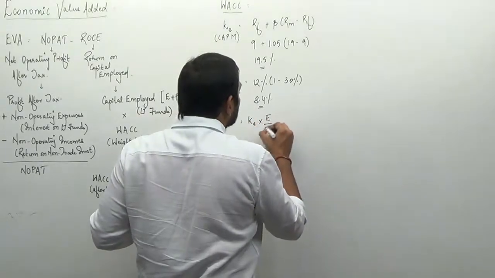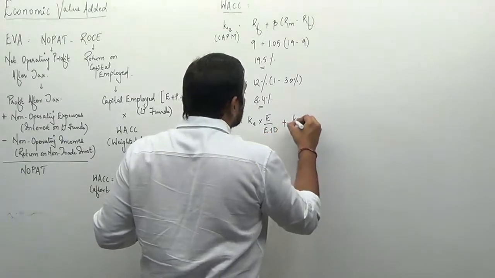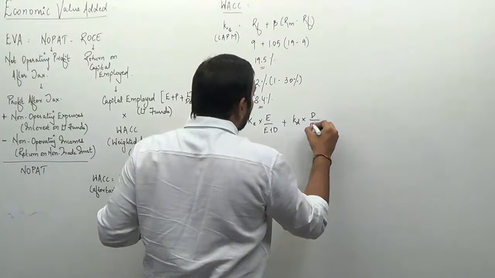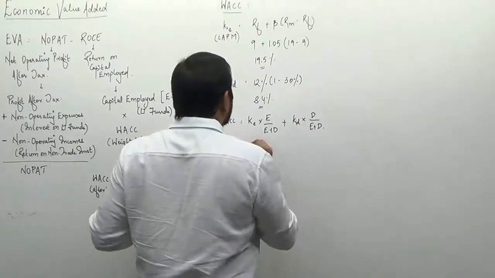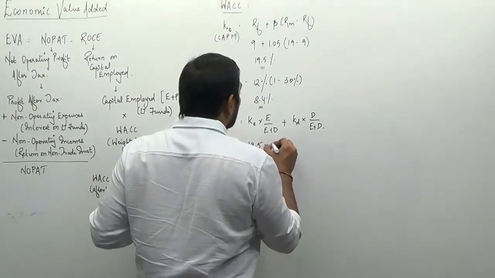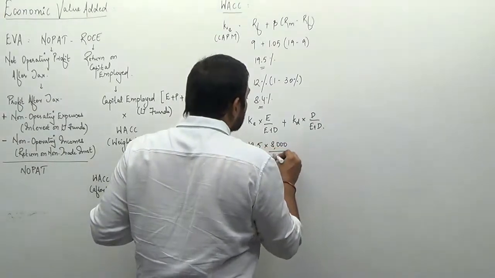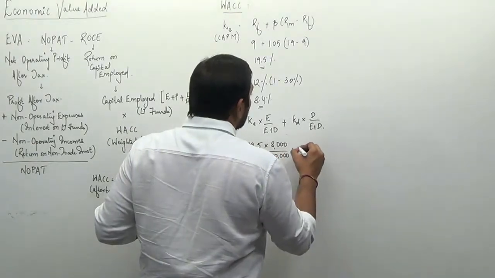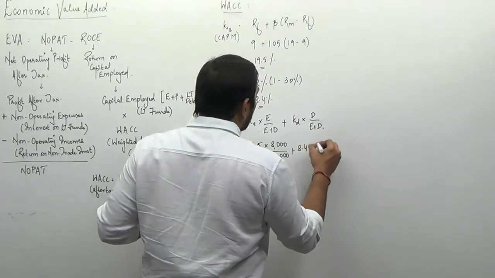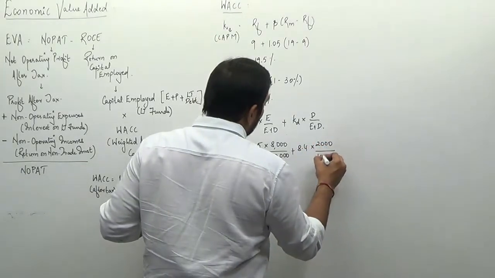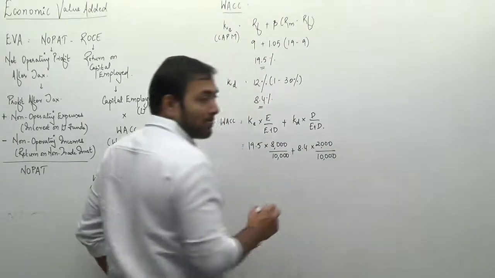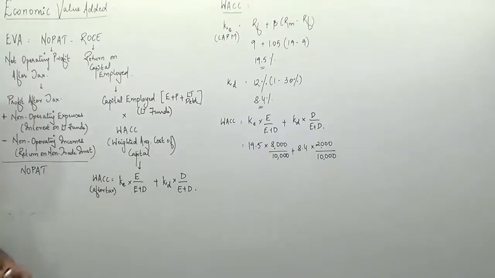KE into E by E plus D plus KD into D by E plus D. Debt plus equity is 10,000. Plus 8.4 into 2,000 by 10,000. Calculate 80% plus 20%: 80% of 19.5, 20% of 8.4 will give you WACC, get 17 point change.